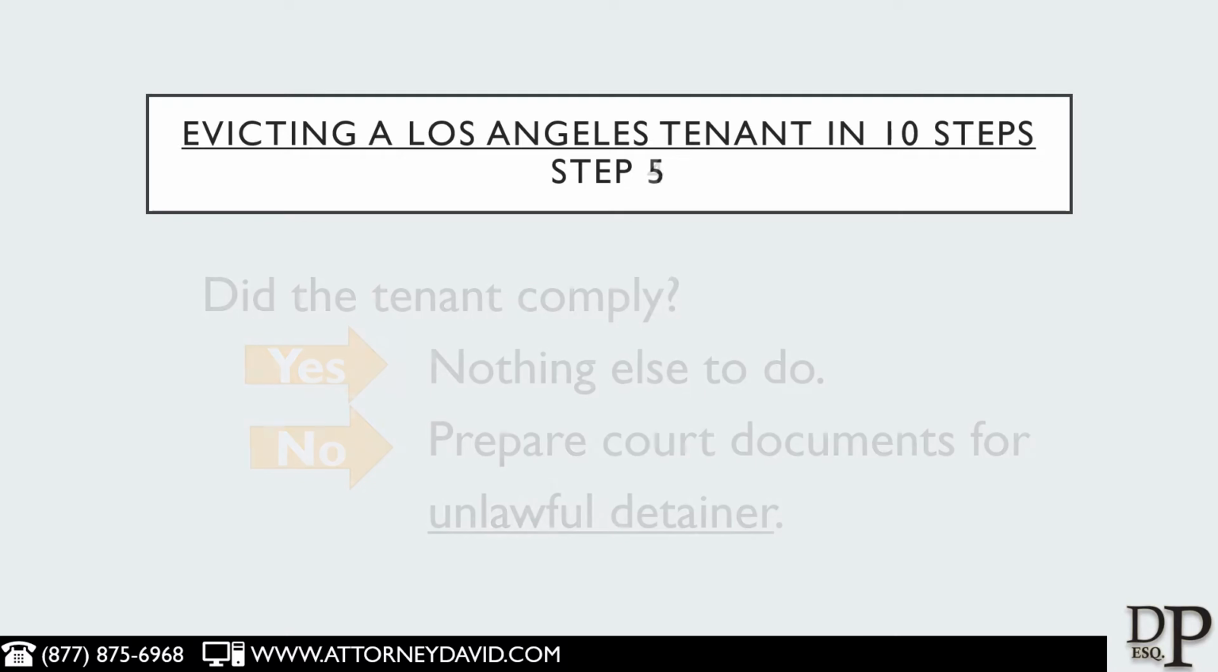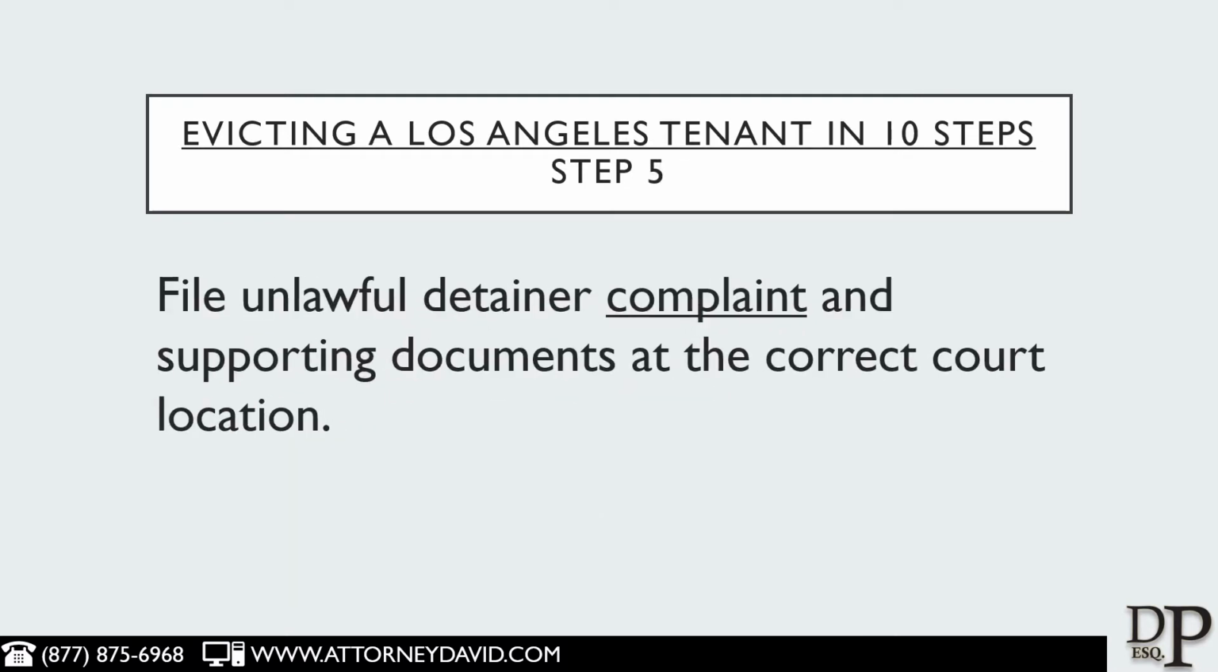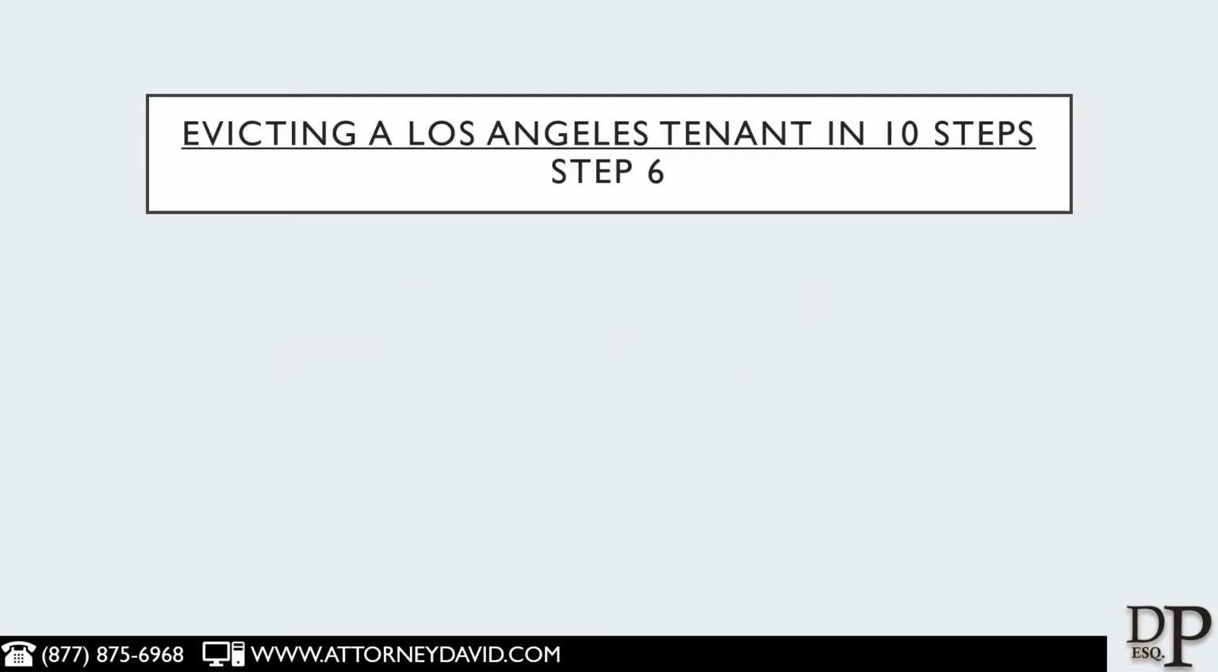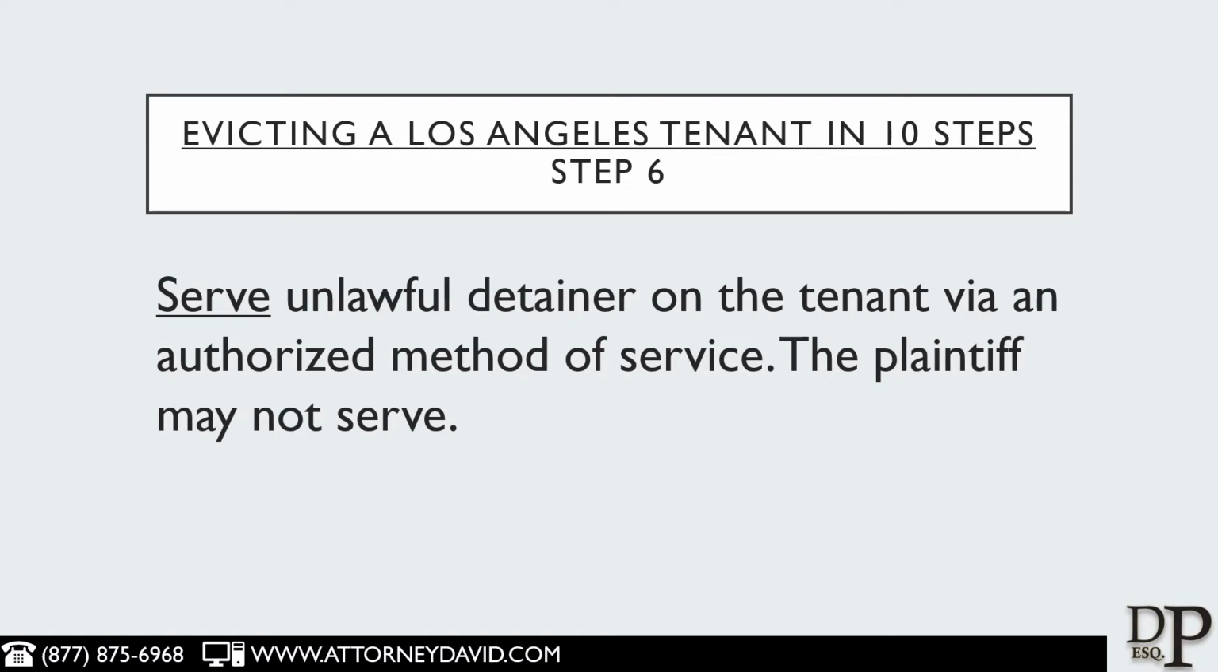Step number 5, you need to file the unlawful detainer complaint and other supporting documents at the correct court location, and you're going to determine the correct court location depending on the property premises address where the tenant is renting. Step number 6 is the serving of the unlawful detainer on the tenant, and it must be served via an authorized method of service. The plaintiff cannot serve the unlawful detainer on the tenant.